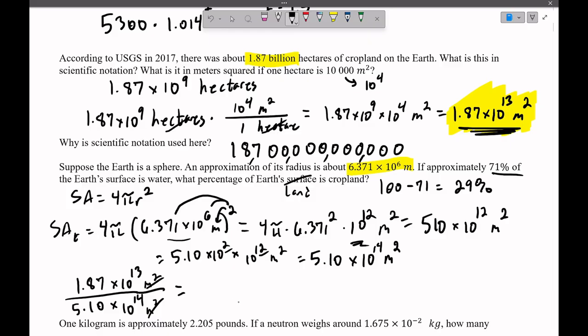Okay, so 10 to the 13 divided by 10 to the 14. Here we're dividing like bases. That's the same thing as subtracting the exponents. So 1.87 divided by 5.10, times 10 to the 13 minus 14, which is negative 1. And you can see that I don't have that in the denominator. I could put it in the denominator as 1 over 10, right, by the rule of exponents. But let's see what 1.87 over 5.1 is.